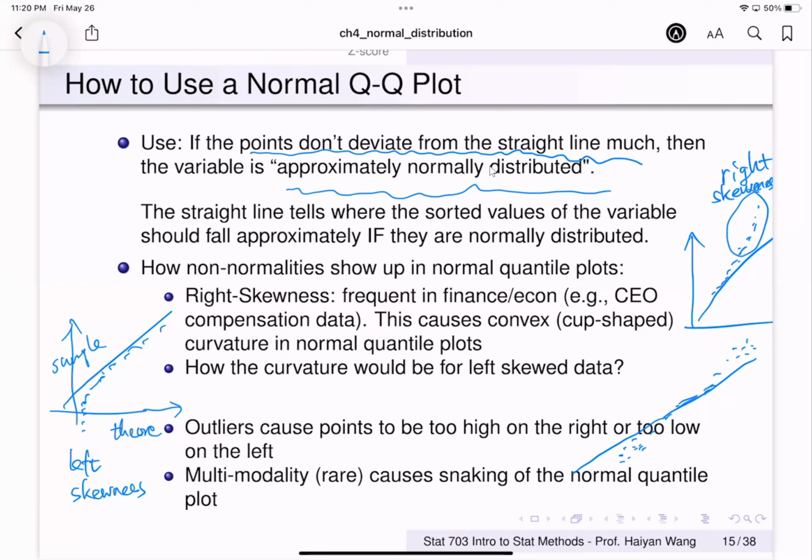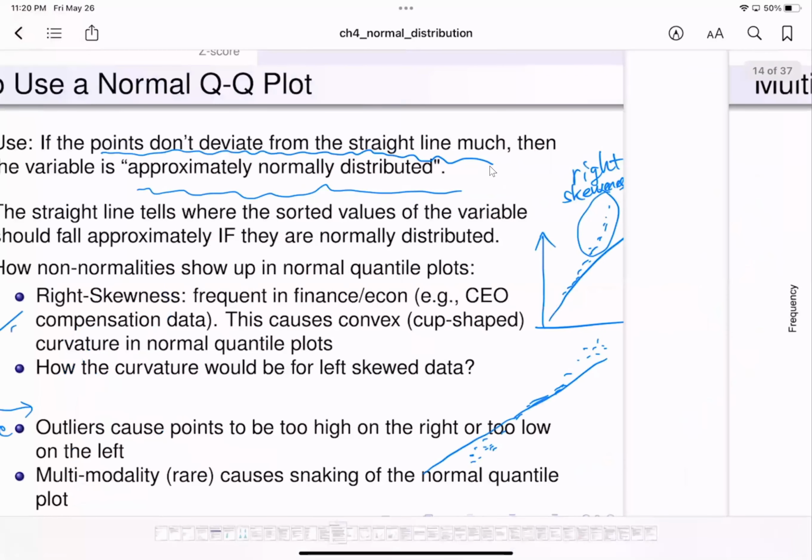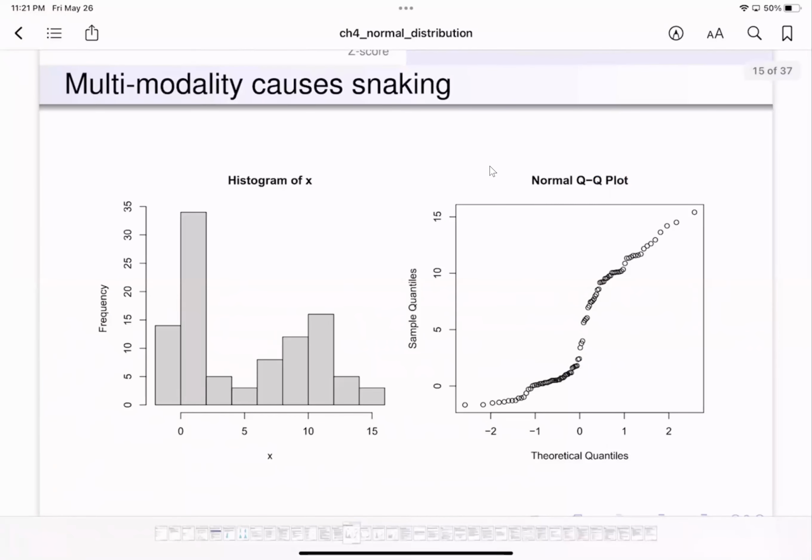If we have multiple modalities, say you have different mixtures in the data, in that case you could end up seeing the normal quantile plot look like zigzagging or snaking. Let's see, you will see an example soon. This is an example of the case that we have a bimodal.